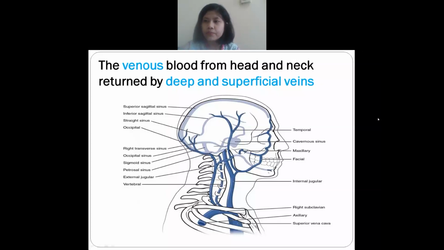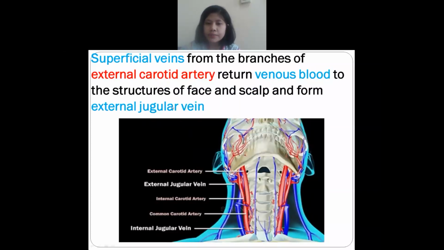Okay. So what I was saying, the deoxygenated blood comes from the head and the neck, and again they are returned by what type of veins? They are returned by the deep and the superficial veins. Understand? And what are the superficial veins? Which are just beneath the skin.